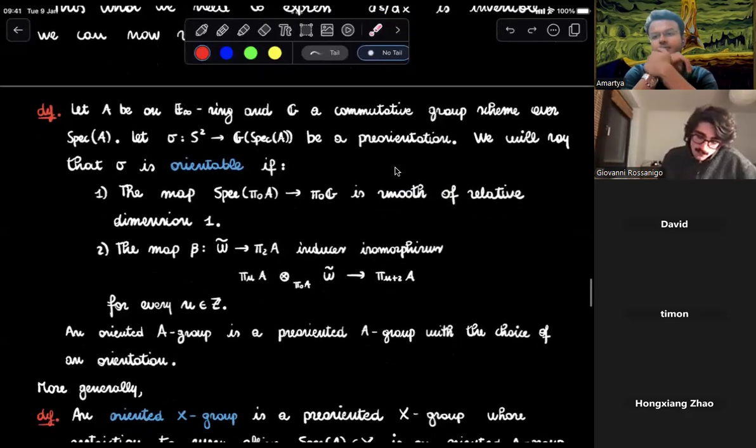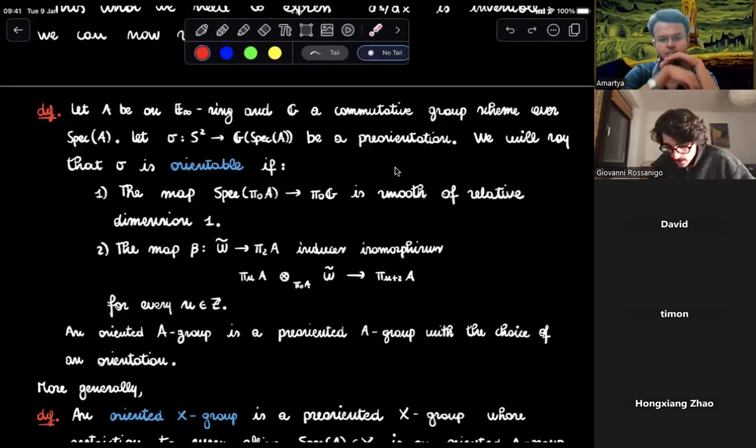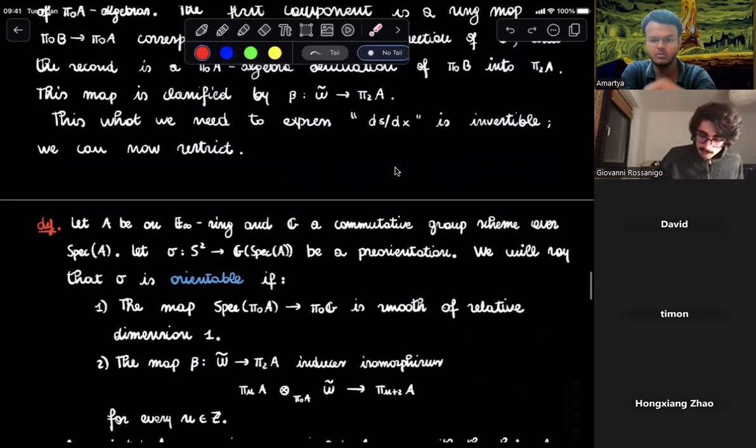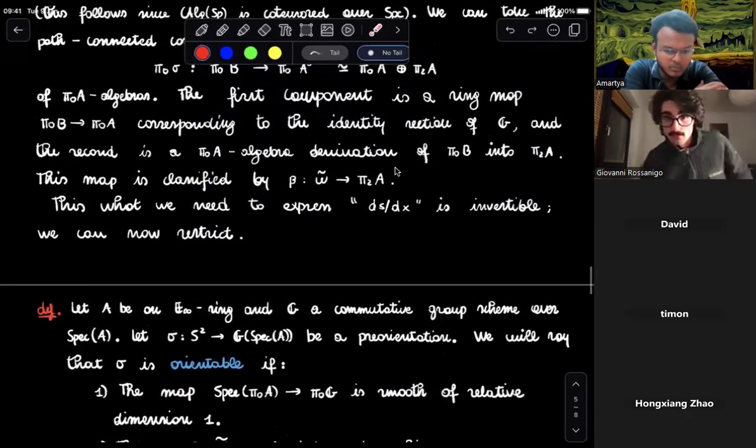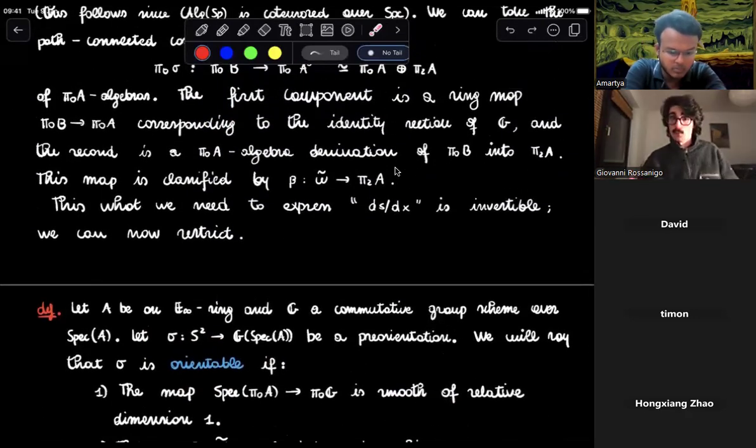Okay, when the preorientation sigma is orientable, we will just say that a preoriented A group is oriented. And note that the map beta is part of the data that we have to give; it is something that we have to prove is there.